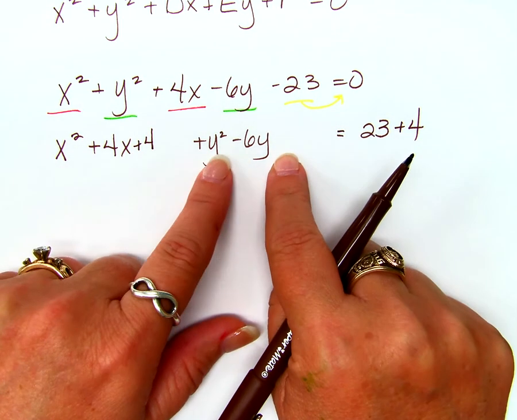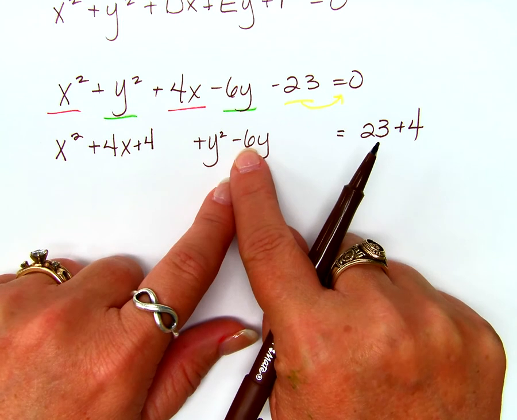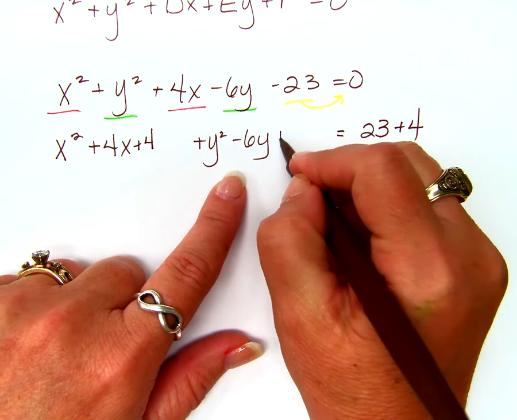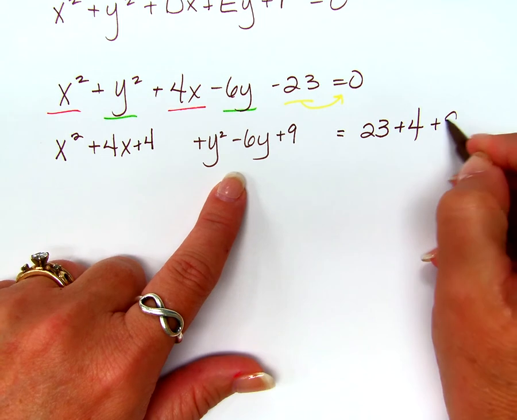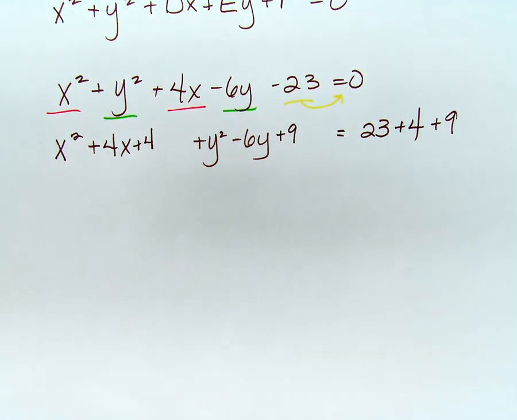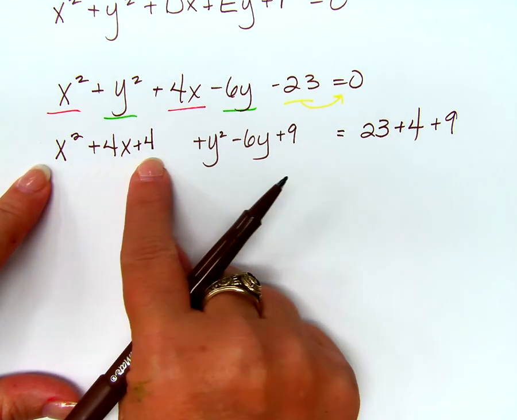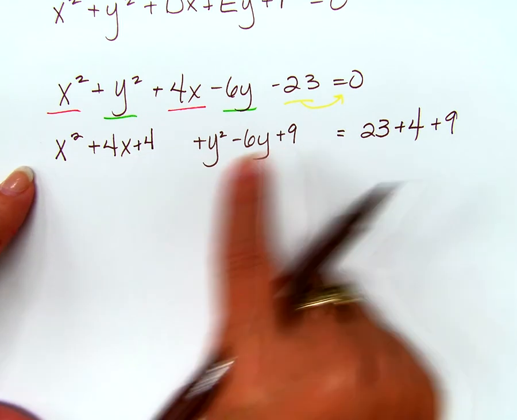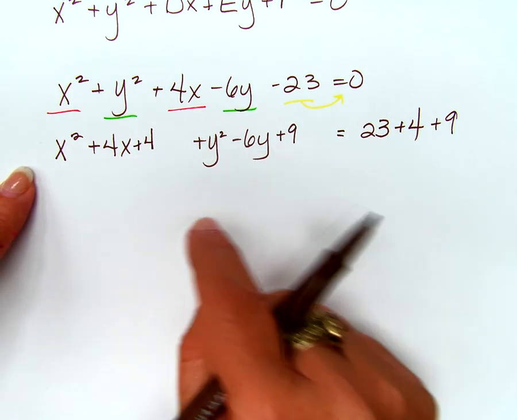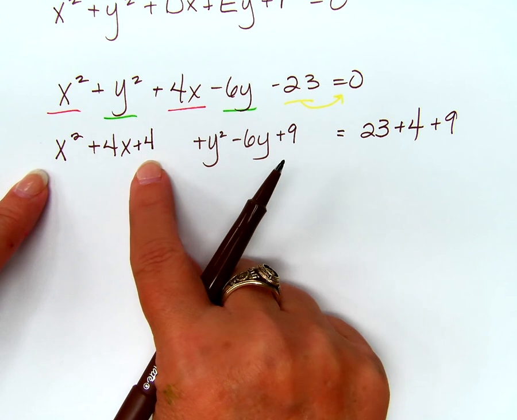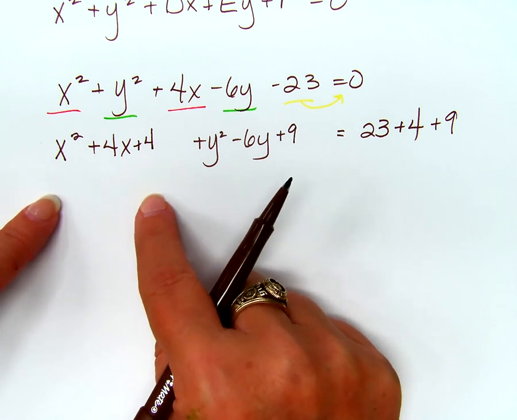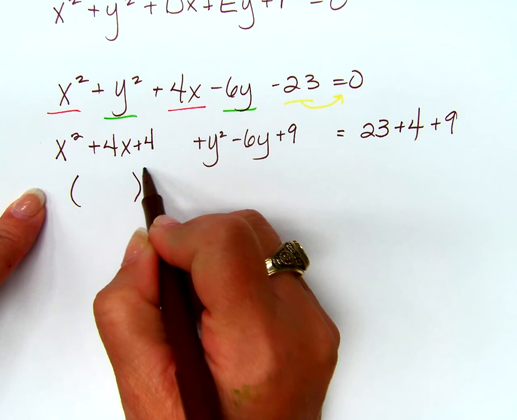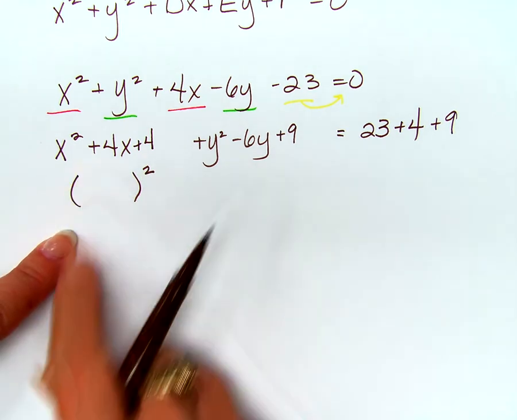Take the y's. Divide this by 2. 3, square it. 9. If I add a 9 here, I have to add a 9 here. Because now what I've created is 1 here, and 1 here. I've created 2 perfect square trinomials. And once I have the trinomial, I go to the binomial. How do I get the binomial from the trinomial?